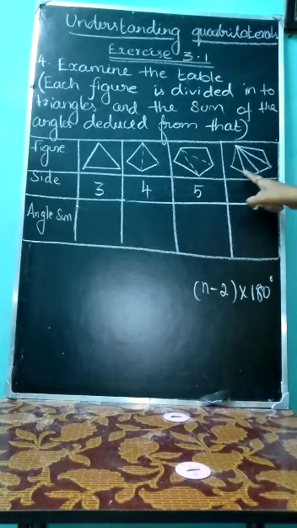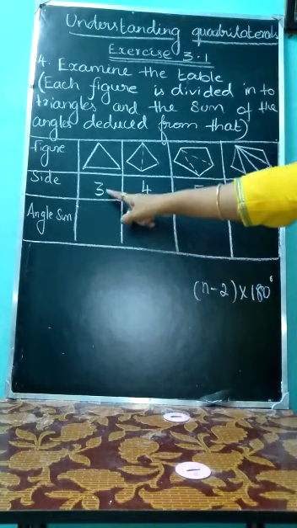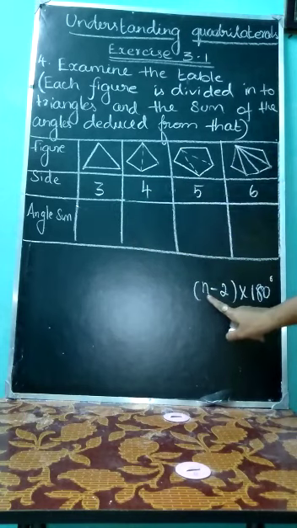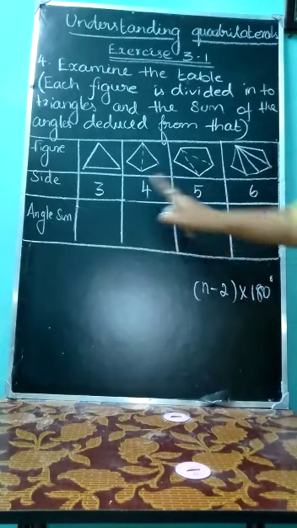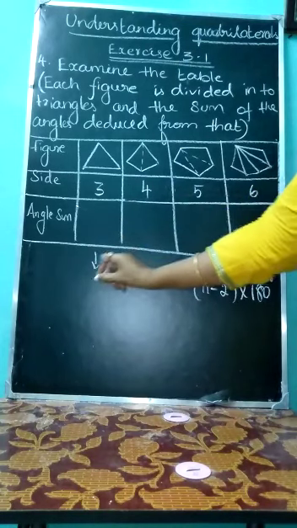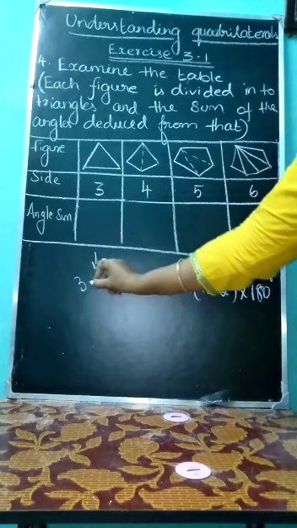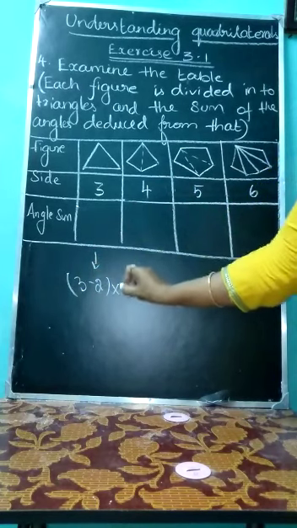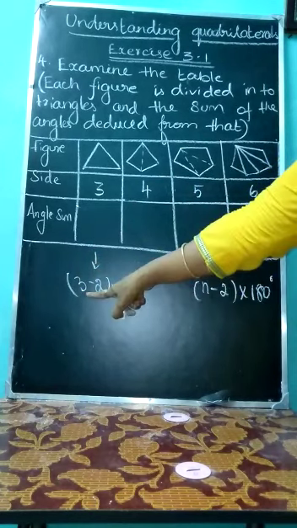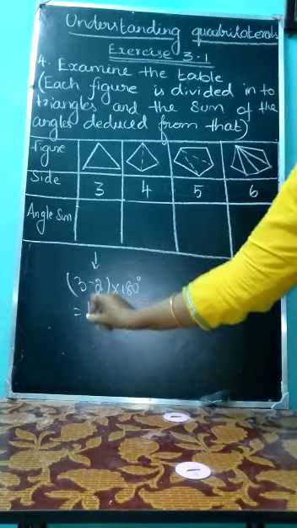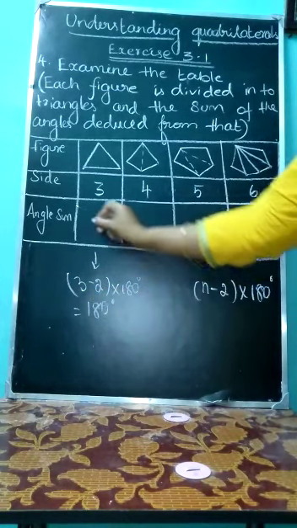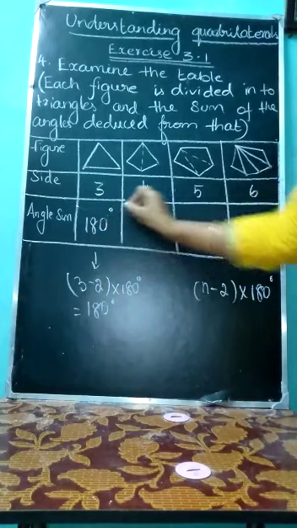Here 1, 2, 3, 4, 5, 6. Number of sides 6. Now we have to calculate the angles. First we have to apply the formula. In this formula we have to apply the n value 3. So 3 minus 2, 1. 1 into 180. So here I am going to apply 3 minus 2 into 180 degree. 3 minus 2, 1. 1 into 180 degree, 180 degree. So the answer here is 180 degree.